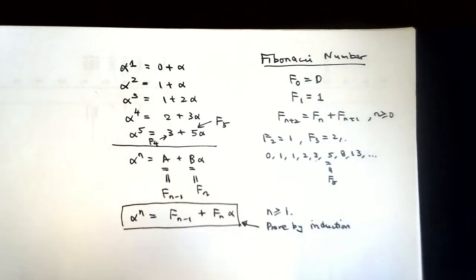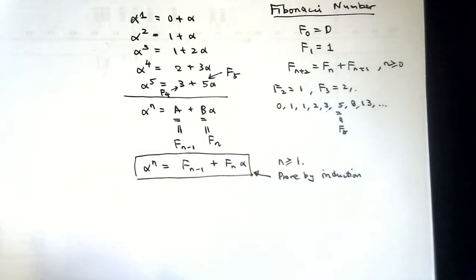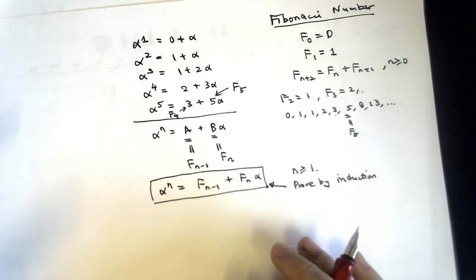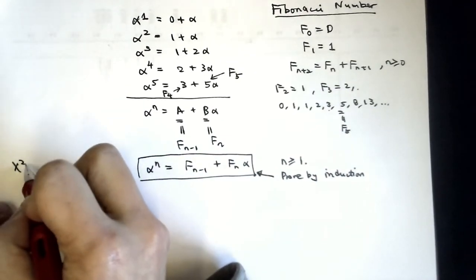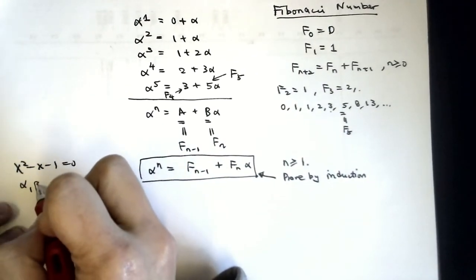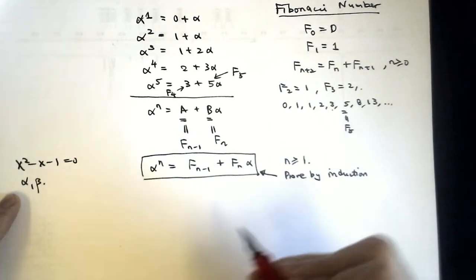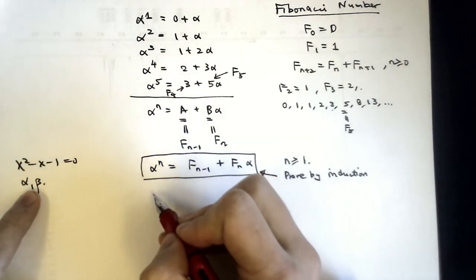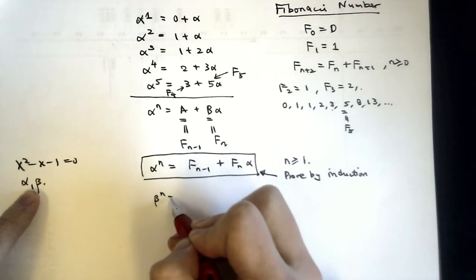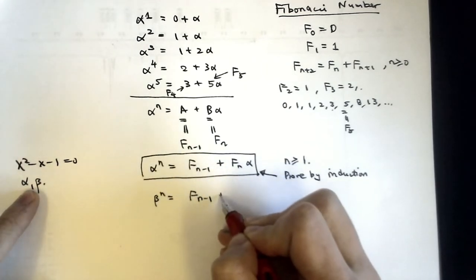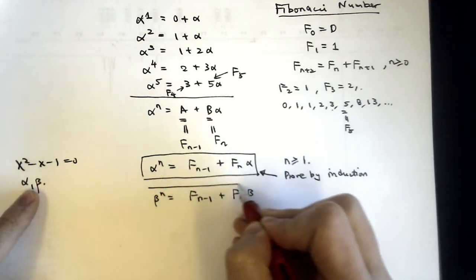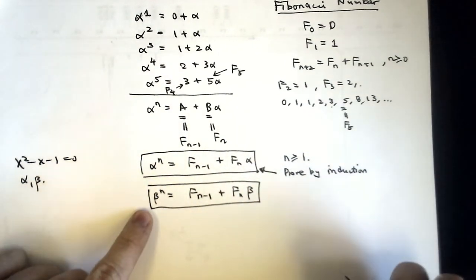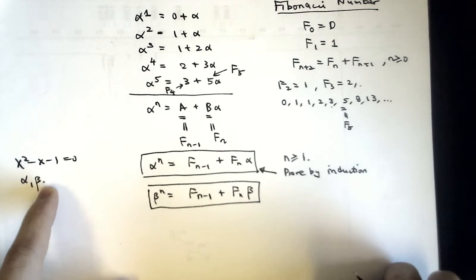And I will leave that as an exercise for you. Okay, now the idea is that since alpha is the root of our equation x squared minus x minus 1 equals 0, alpha and beta are the roots, so the whole idea will also be valid for beta. So we will have beta to the power of n is equal to f(n-1) plus fn beta. These expressions will also be true, because beta is also a root of this equation.